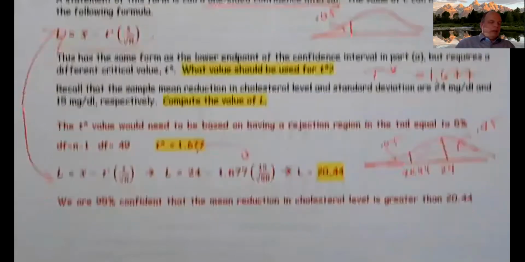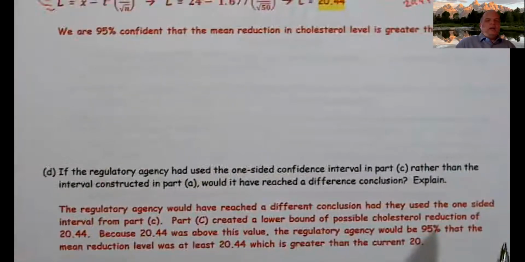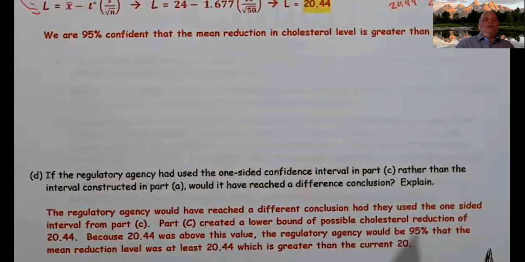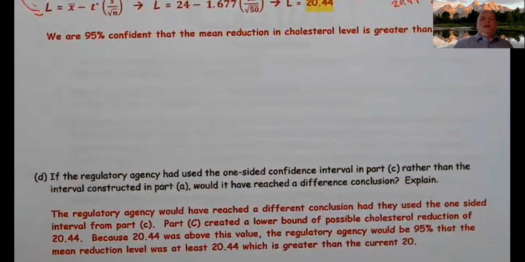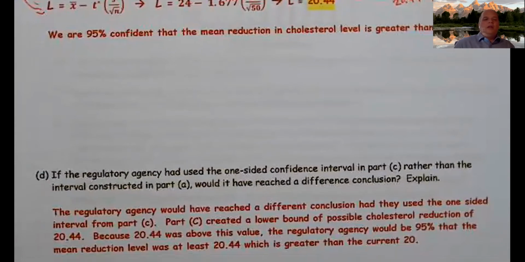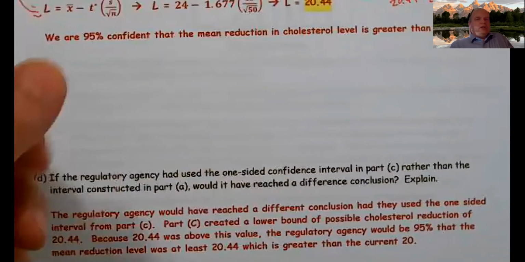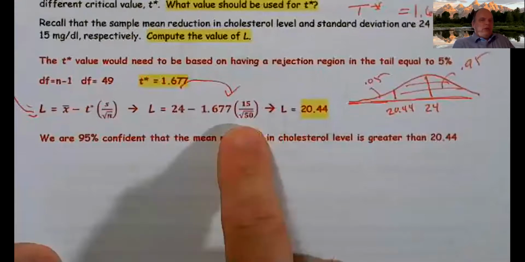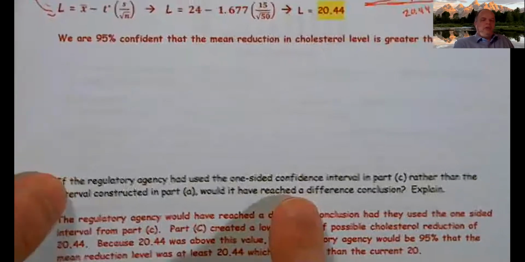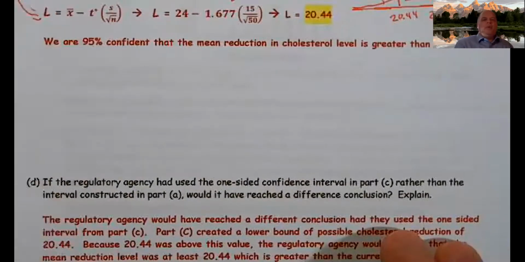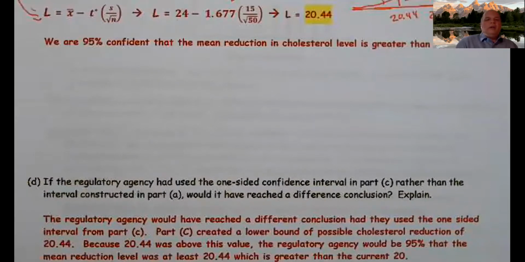All right, lastly, part D. If the regulatory agency had used the one-sided confidence interval in part C, so if they had used this as opposed to this, rather than an interval in part A, would it have reached a different conclusion? So if we'd used part C versus part A, would we have gotten a different conclusion?